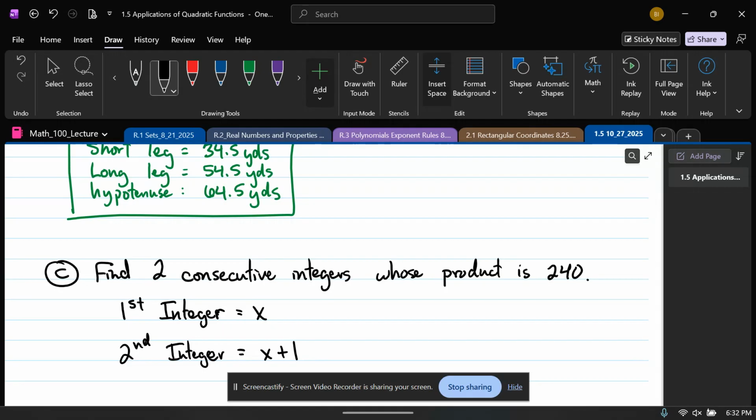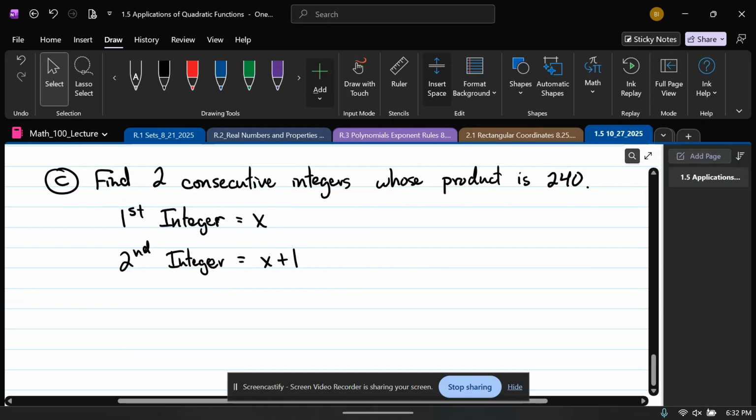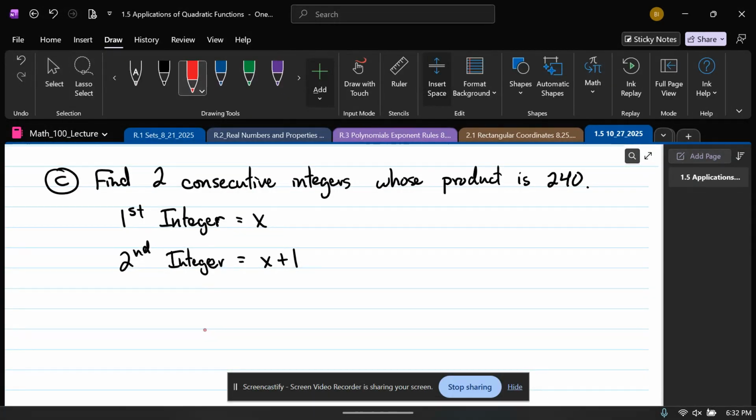So what's a product in math? Multiplication problem, right? So if I'm multiplying the two integers, their product should be 240. So I have x times x plus 1 is equal to 240. That's the product of two consecutive integers. Two consecutive integers multiplied together to be 240.